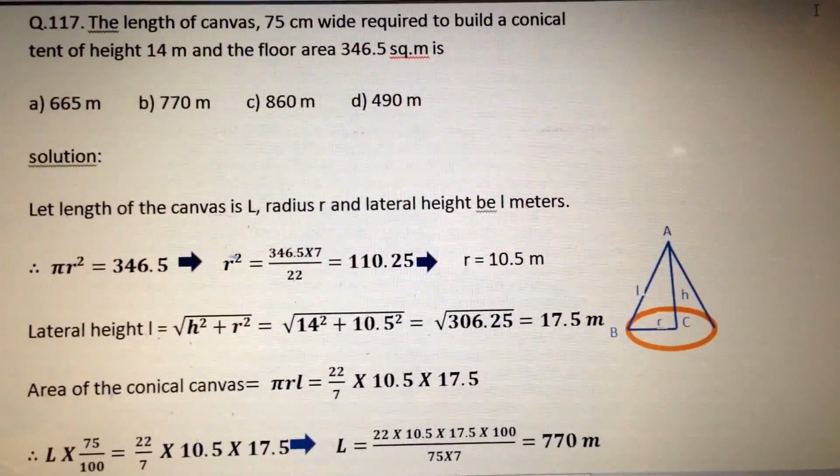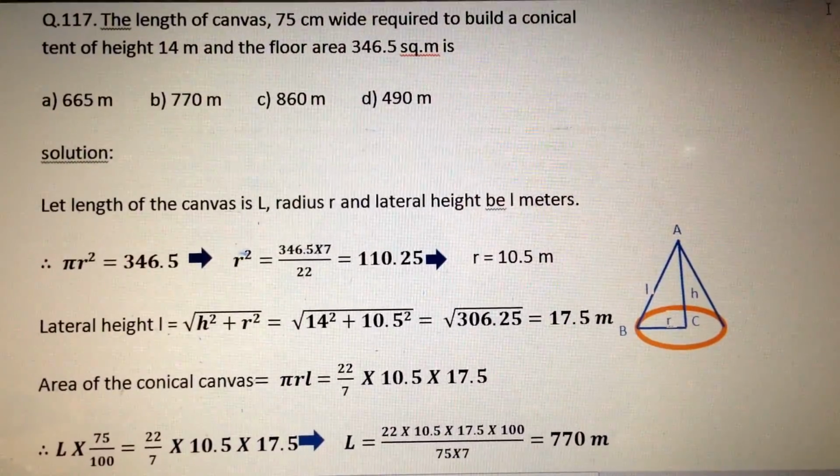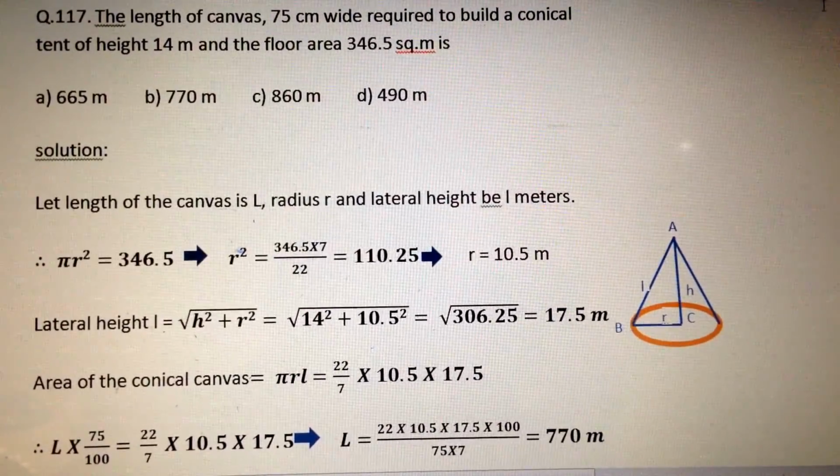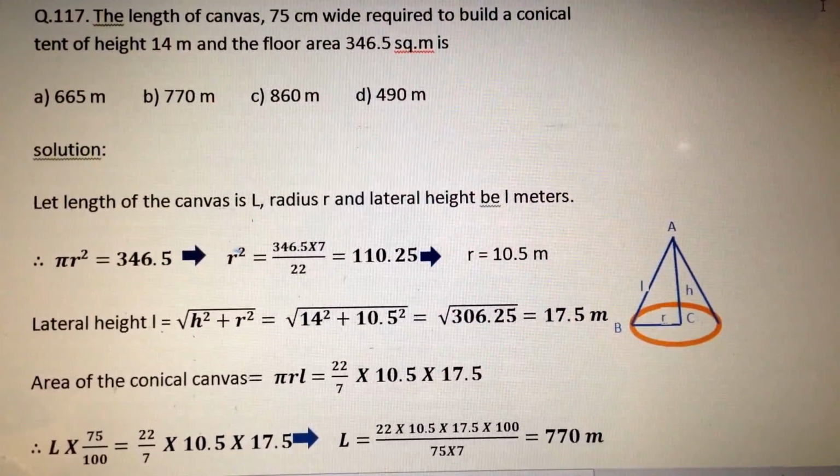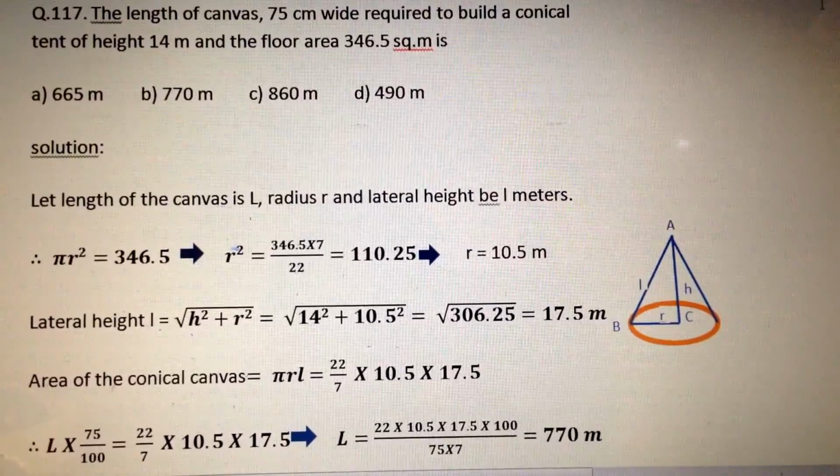Next question. The length of canvas 75 centimeters wide required to build a conical tent of height 14 meters and the floor area 346.5 square meters is.